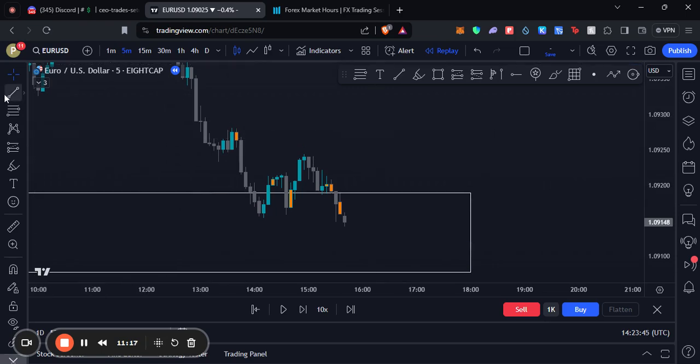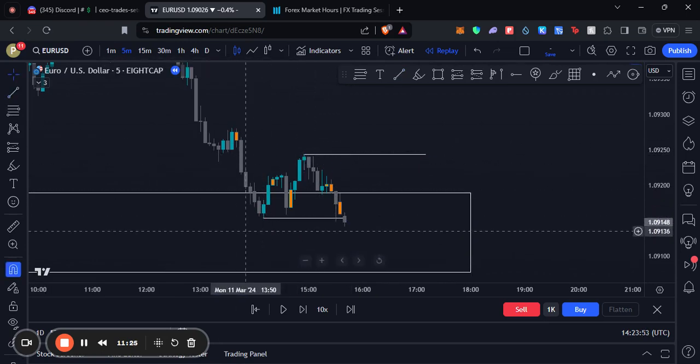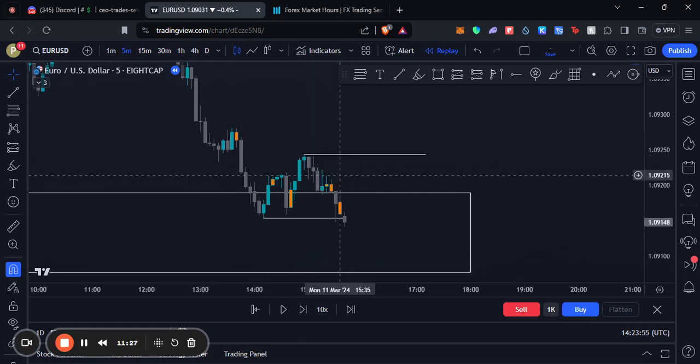So now what is our trading range? Well, this is our high that broke the low. Therefore, this would be our high. And now this is the low that was broken. Therefore, this is now our trading range.